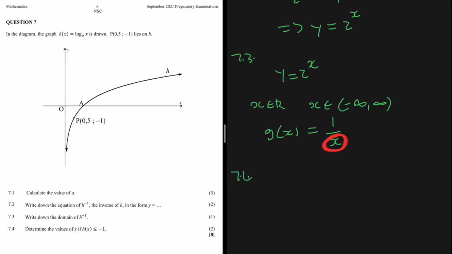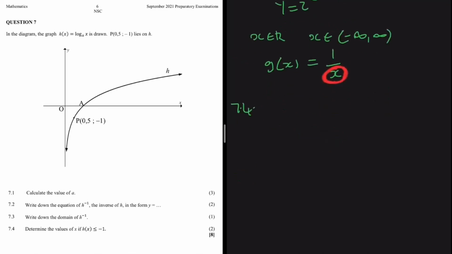And then 7.4. 7.4 is saying, determine the values of x for which h of x is less than or equal to minus 1. So when you have a log function or an exponential function, you basically substitute the equation of that function and solve it algebraically. Versus if you are dealing with a trig function, a trig function is more complicated. That's where you have to analyze the graph. But here it is safe to substitute the equation. So let's go ahead and do that.